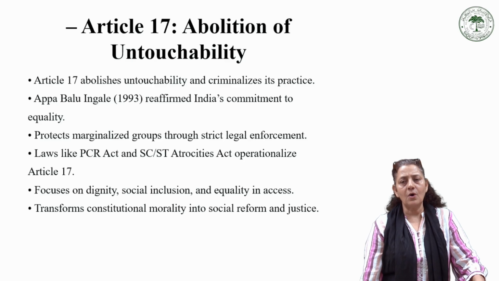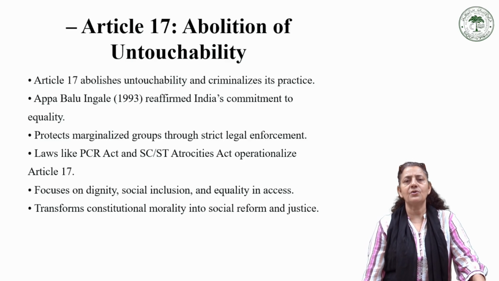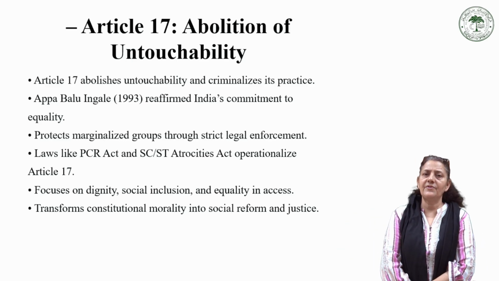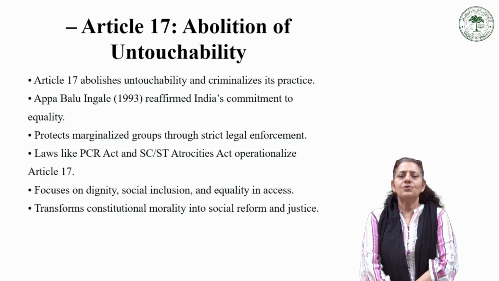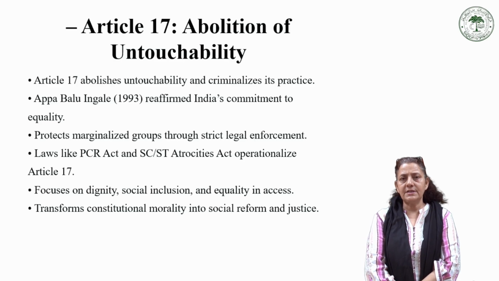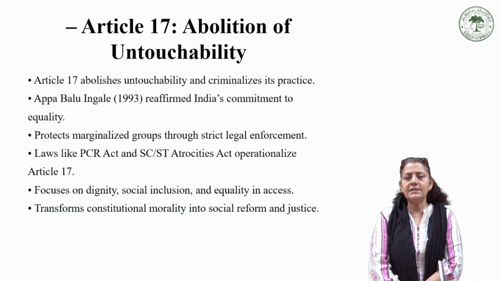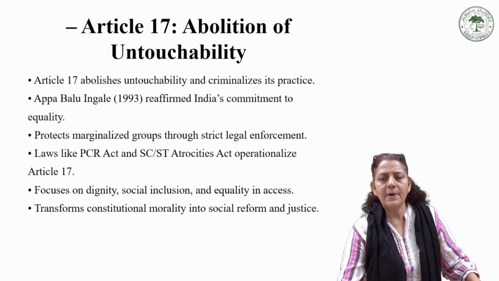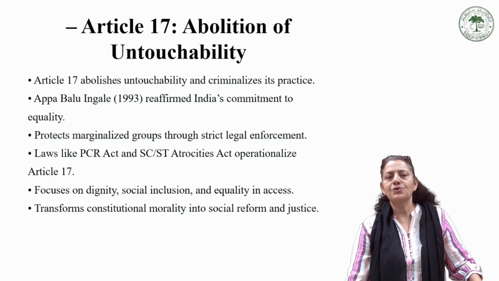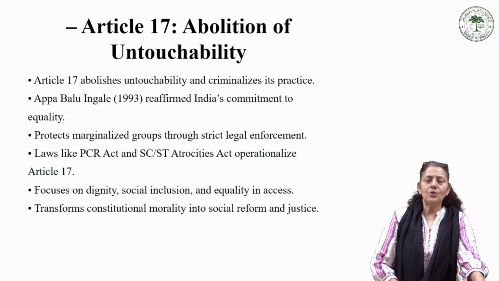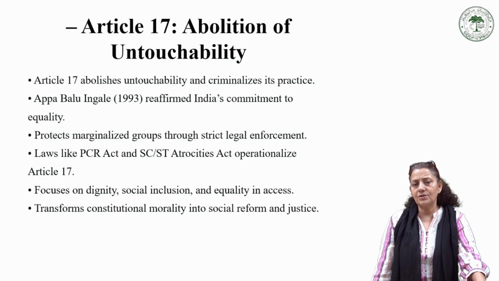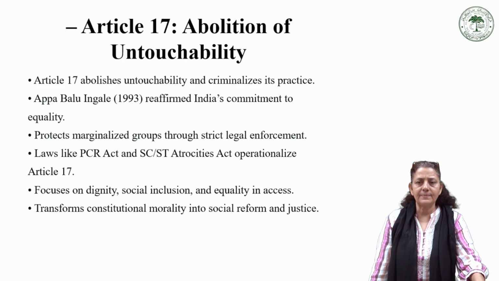The court underscored the need for strict enforcement of protective laws like the Protection of Civil Rights Act 1955 and the Scheduled Caste and Scheduled Tribes Prevention of Atrocities Act 1989. These legislative measures operationalize Article 17 by criminalizing social exclusion and promoting integration. The ruling also recognized the psychological and social damage caused by untouchability, declaring its eradication a constitutional obligation.